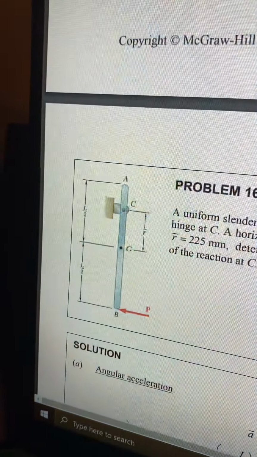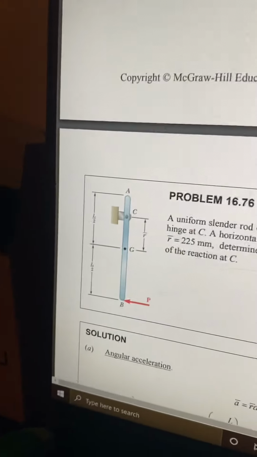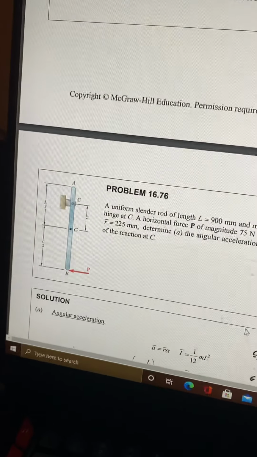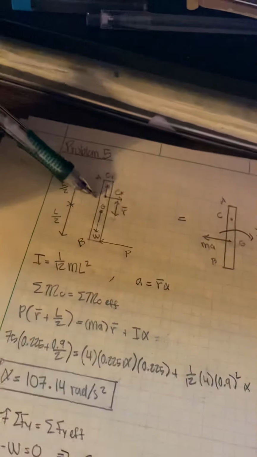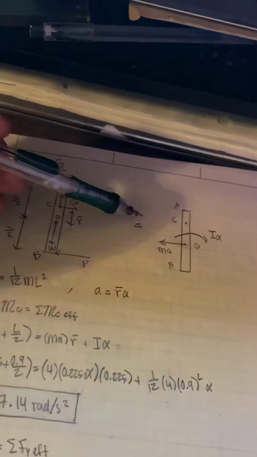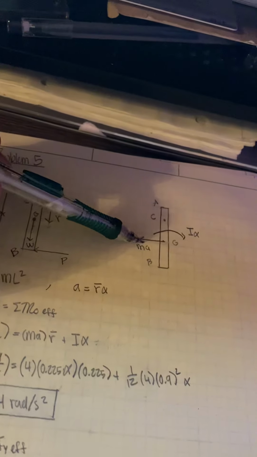All right, and then for problem 5, we're given this slender rod, and it wants us to find the angular acceleration of the rod and the components of the reaction at C. So again, draw up the free body diagram of all the reactions, and we're equal to mass times acceleration, and then we have our moment of inertia times the angular acceleration.